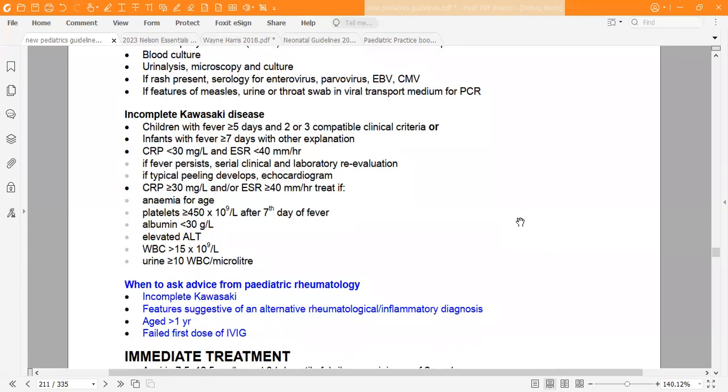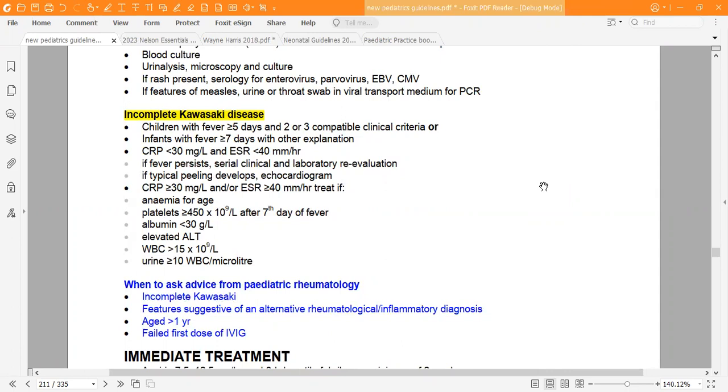If you are suspecting incomplete Kawasaki disease, you will find children with a fever of 5 days or more and 2 or 3 compatible clinical criteria, it's not going to be 4, or infants with fever 7 days or more with no other explanation, CRP less than 30 milligram per liter and ESR less than 40 millimeter per hour.